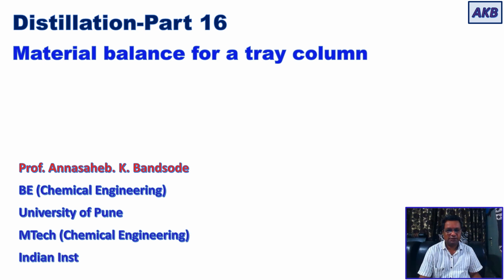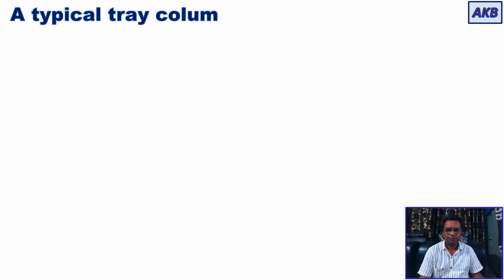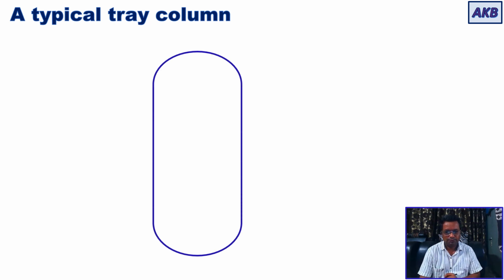In my previous lecture, part 15, I discussed how continuous rectification is carried out in tray columns. And in this particular lecture, I'll be talking about how you can take material balance for a typical tray column in which continuous rectification is carried out. So let us begin the discussion. Let me first tell you what is a typical tray column.